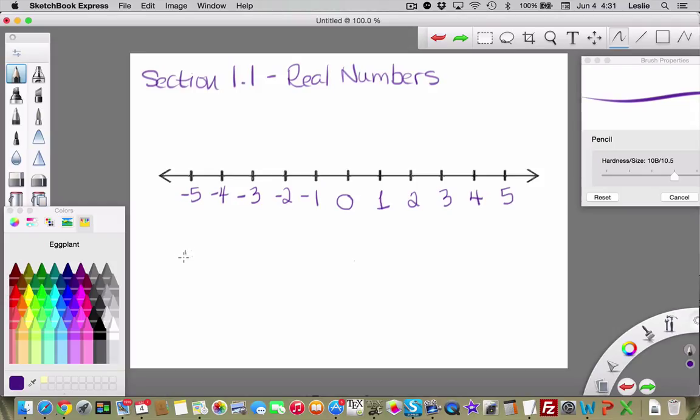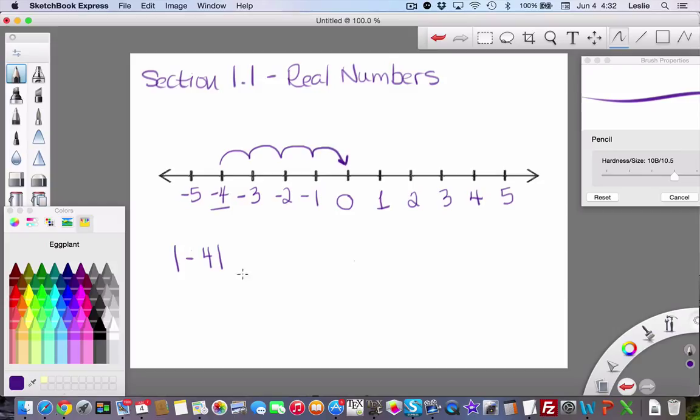Let's see if we can find the absolute value of 2. Well, let's find the number 2 and then count how many spaces that number is from 0. It's 2 spaces, so its absolute value is 2. How about the absolute value of the number -4? The number -4, which is here, is 1, 2, 3, 4 units away from 0. So the absolute value of -4 is 4.